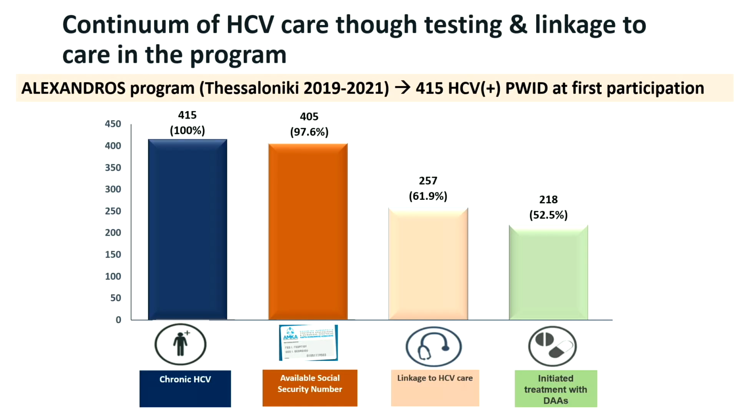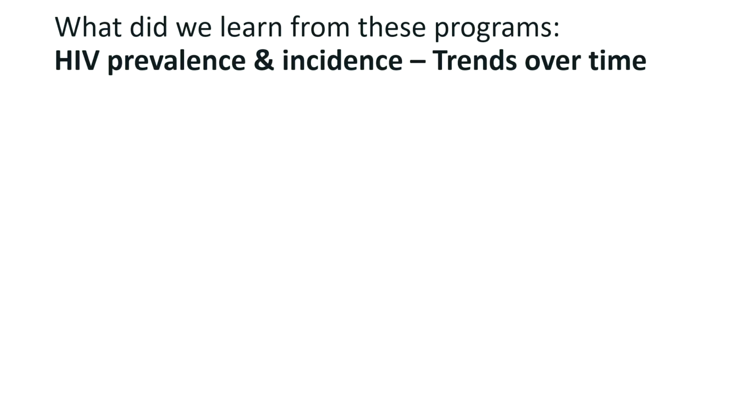So in Alexandros project, where we identified around 400 chronically infected patients with hepatitis C, we were able to identify the social security number for almost all of them, and this is important information because without that you cannot have access to free DAAs. And out of those, 62% were linked to HIV care, and 52% started treatment with DAAs.